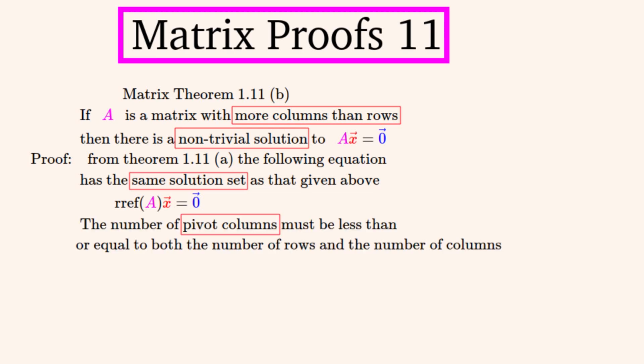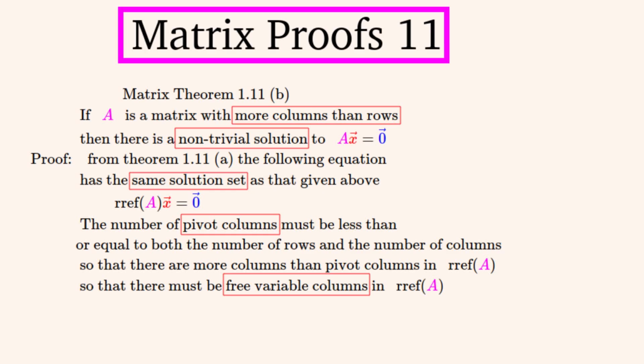So a matrix in reduced row echelon form will have pivot columns and free variable columns, which makes it easier to see the behavior of the solution set. It must be noted that the number of pivot columns can't be greater than either the number of rows or columns of the given matrix. Because there are more columns than rows in matrix REF A, which is given in the statement of the proof, then there are more columns than pivot columns in REF A. So this implies that there are free variable columns in REF A, because they are the only other type of column in a matrix that's in reduced row echelon form.